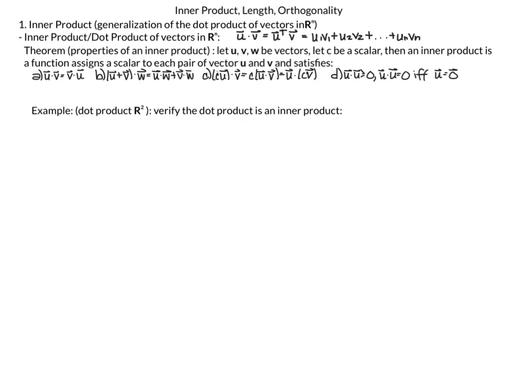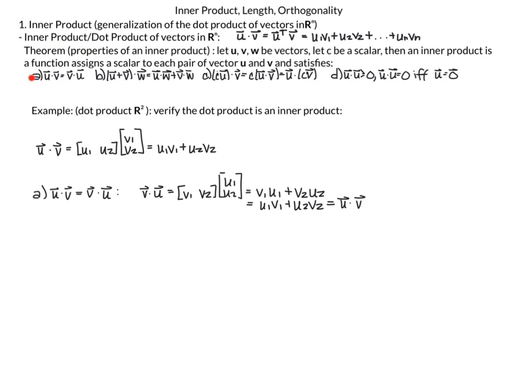For our next example, we are going to verify the dot product for R2 is in fact an inner product. So in other words, we're going to verify that the dot product for R2 satisfies these four conditions for an inner product. I'm going to start with two representative elements of R2, which are U1, U2, and V1, V2, and take the dot product. So I'll get U1 V1 plus U2 V2.